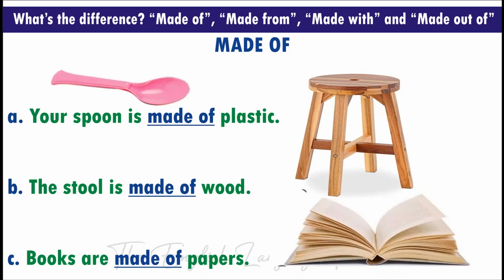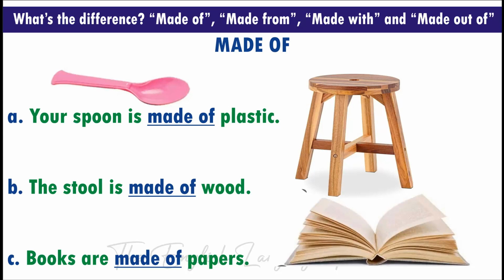In this case, we can see that the spoon is a plastic spoon. Plastic is the major material that is used in producing the spoon. And of course, as we see the spoon, we can still see that it is plastic in appearance. So it is correct for us to say your spoon is made of plastic. Example B, the stool is made of wood. In this case, we can see that the major material used in making the stool is wood, and it's obvious. So we say the stool is made of wood.